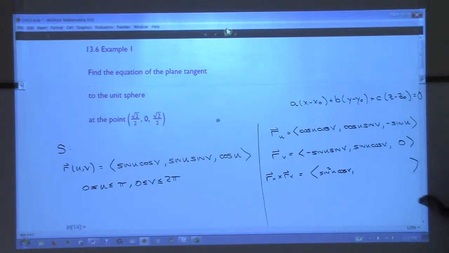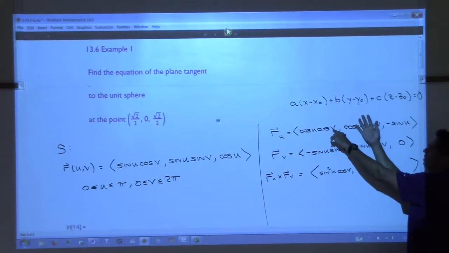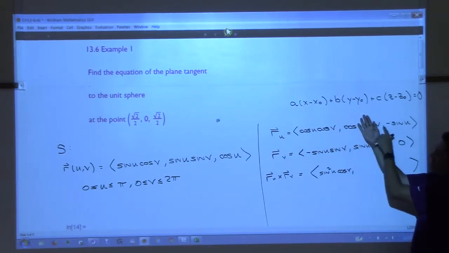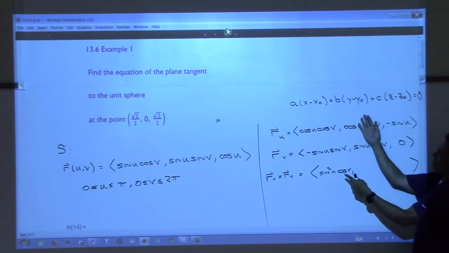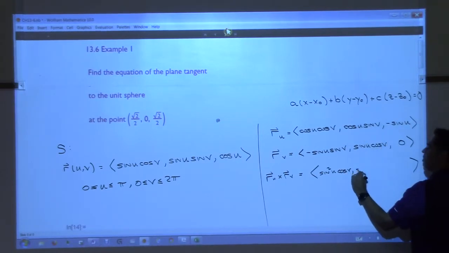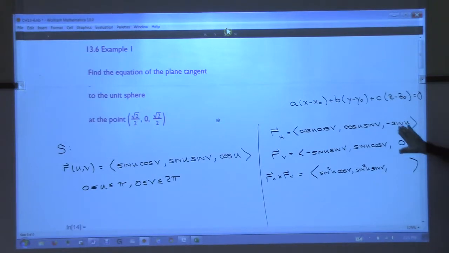comma. Now we cover up the middle one, and we do here to here at 0, and then this will be a minus again, but then I have to change the sign. So it's going to be plus, right? Plus sine squared u sine v. And then what about our last one?